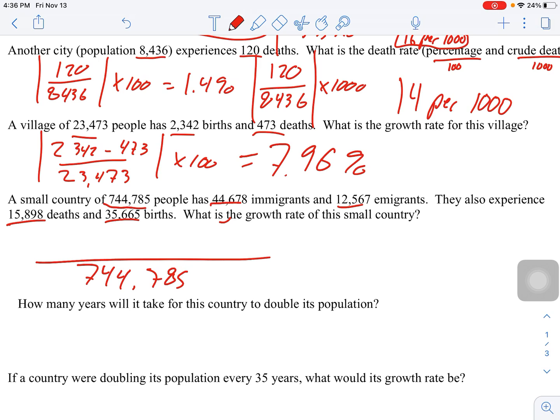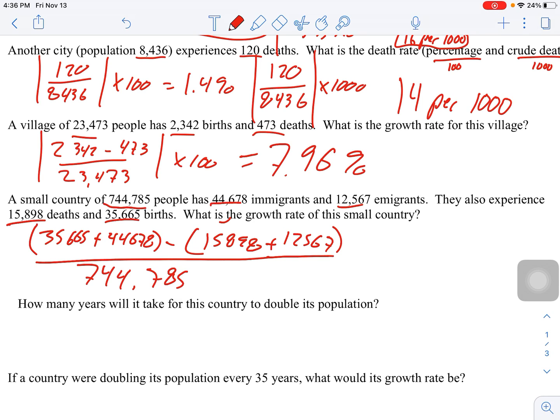And now we're going to take our birth rate plus our immigration. So that's 35,665 plus, that's the births plus the people entering the country. So that's 44,678. And we have to subtract from that the people that are leaving. So the people that are leaving because they're dead, 15,898. And the people who are leaving because they're moving to another country, 12,567. And so that's how you set up this problem.